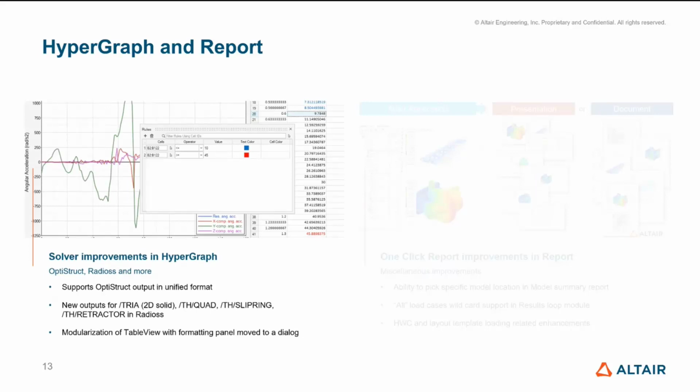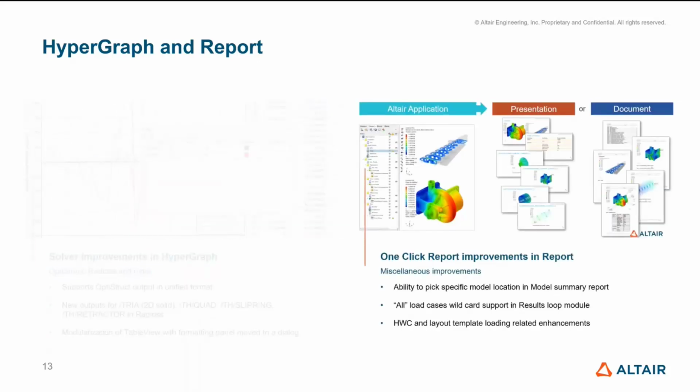So on the OptiStruct side, outputs from STRESS or FORCE or SPC file now follow a unified format. What this enables us is it makes it very easy now to extend support to new result types. We have also modularized table view. The formatting panel has been ported into a dialog, but it will continue to support all the previous templates and selection types.